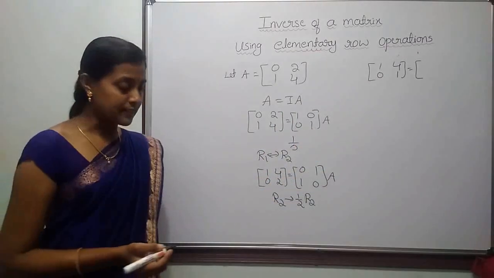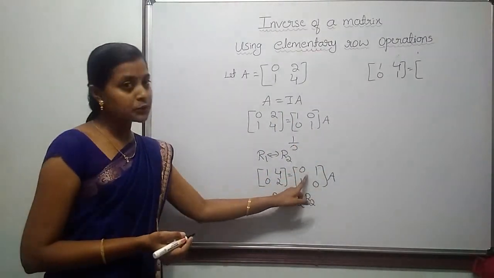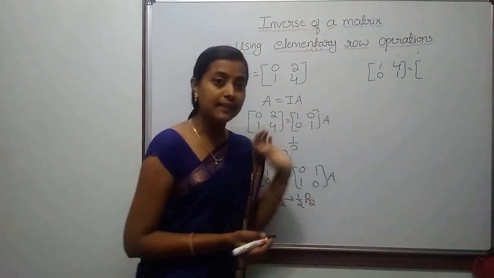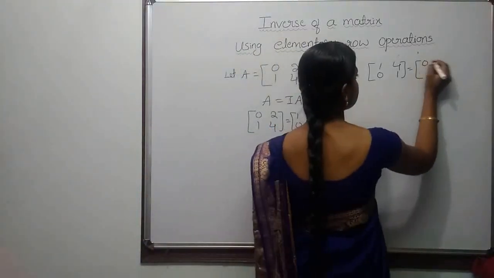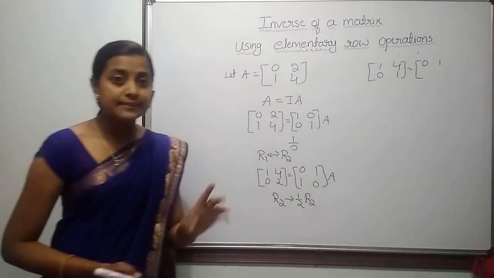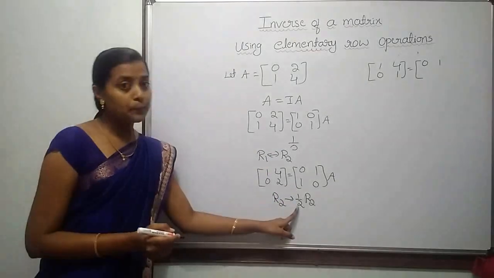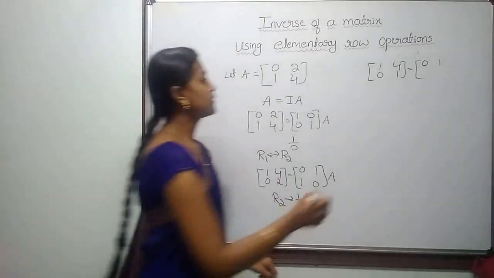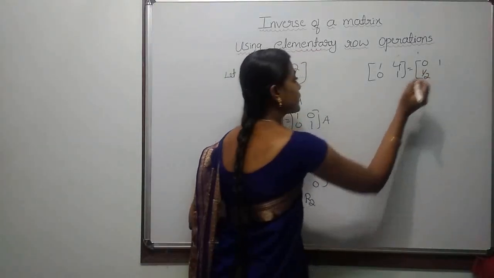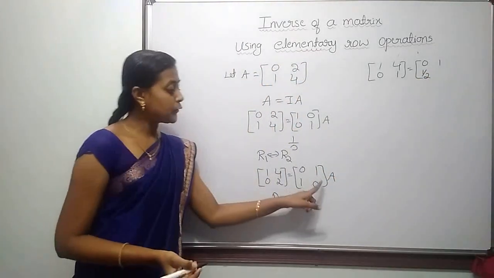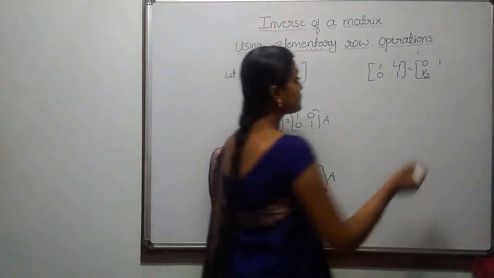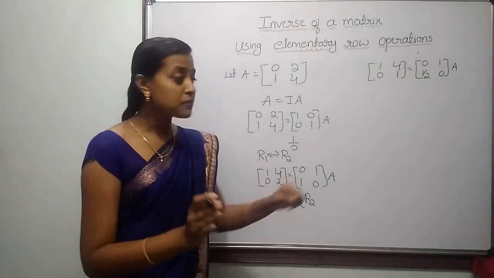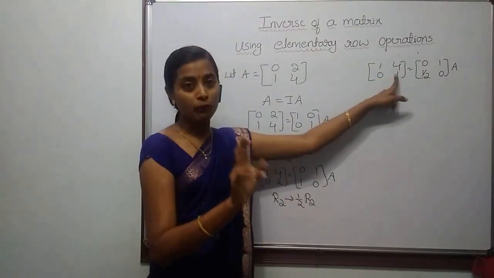Similarly, in the RHS, the elements of the first row are 0 and 1. I will write these elements as it is. In the second row, multiply 1 by 2 to 1. It is 1 by 2. 1 by 2 into 0 is 0. We have reduced the third element to 1.